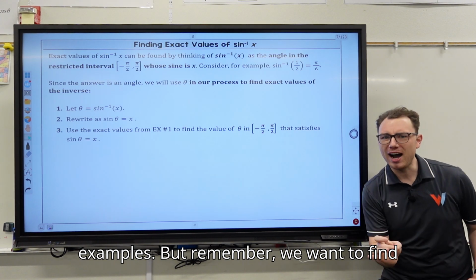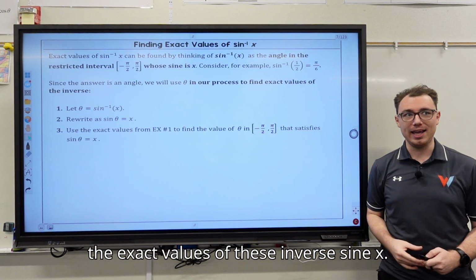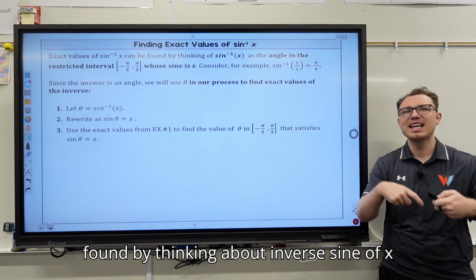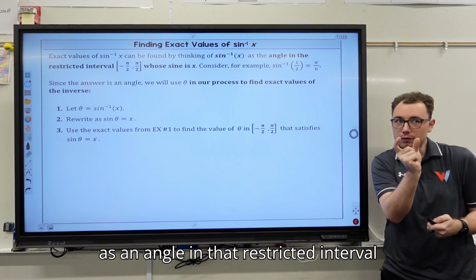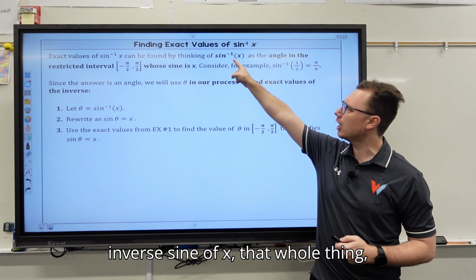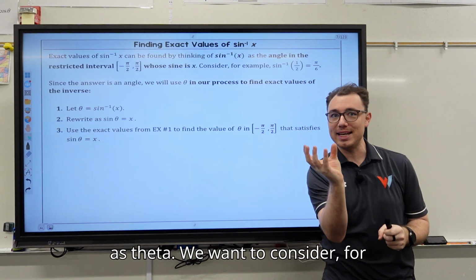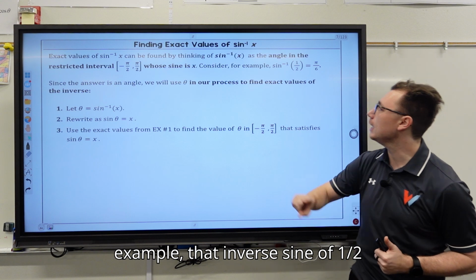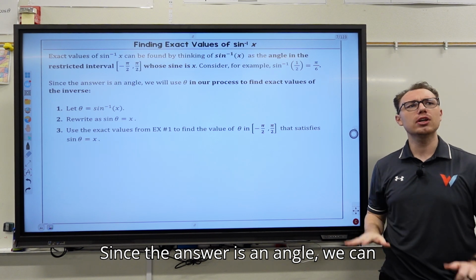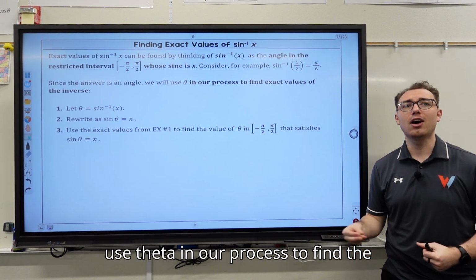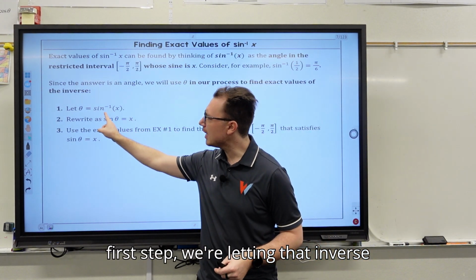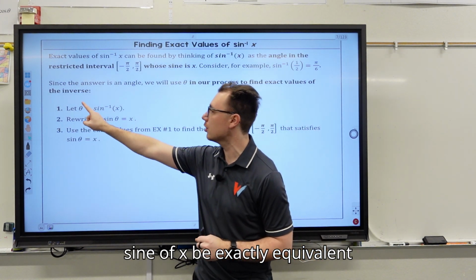But remember, we want to find the exact values of inverse sine of x. The exact values of inverse sine of x can be found by thinking about inverse sine of x as an angle in that restricted interval between negative pi over 2 and positive pi over 2. So we're going to treat this inverse sine of x, that whole thing, as theta. We want to consider, for example, that inverse sine of 1/2 is equal to pi over 6. Since the answer is an angle, we can use theta in our process to find the exact values of that inverse. In the first step, we let inverse sine of x be exactly equivalent to theta.